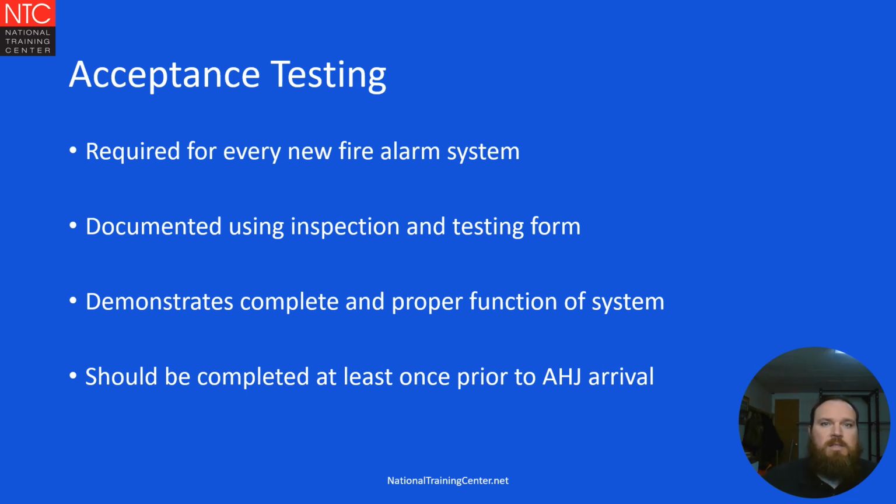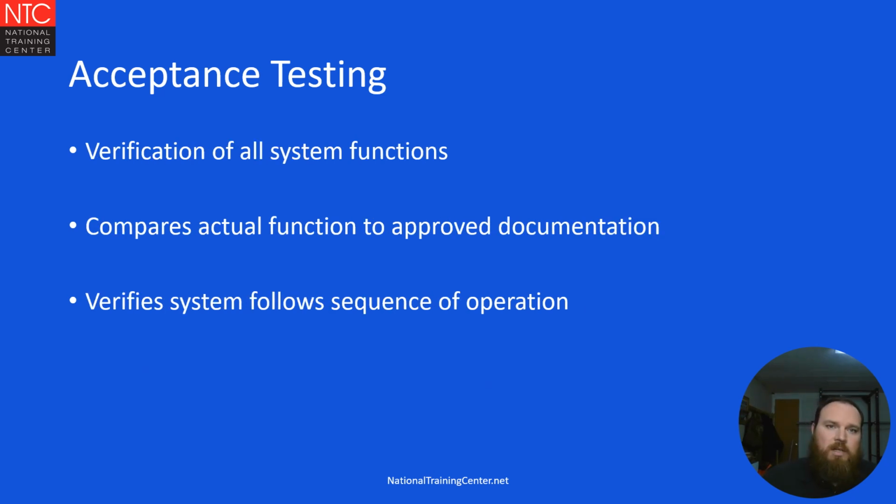What we're doing is utilizing the documentation of the inspection and testing to demonstrate proper and complete functionality of a fire alarm system. This is typically done prior to the arrival of the AHJ to ensure everything is functional. During our acceptance testing, as I had mentioned, we want to verify functionality of everything out in the field, but we're also going to be verifying the system's functions. Everything with the system itself, not just the devices, but all parts of the system are functional.